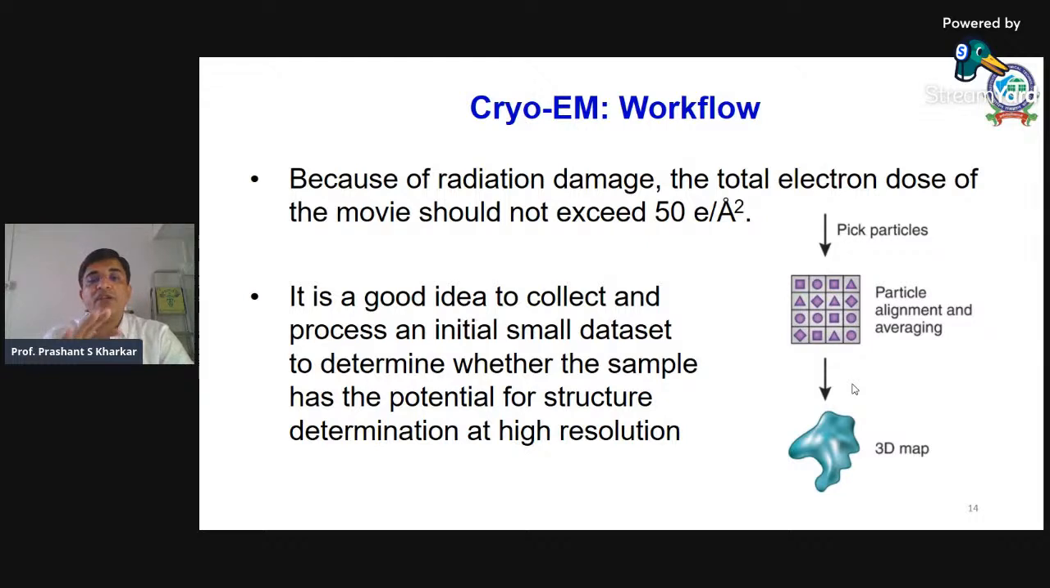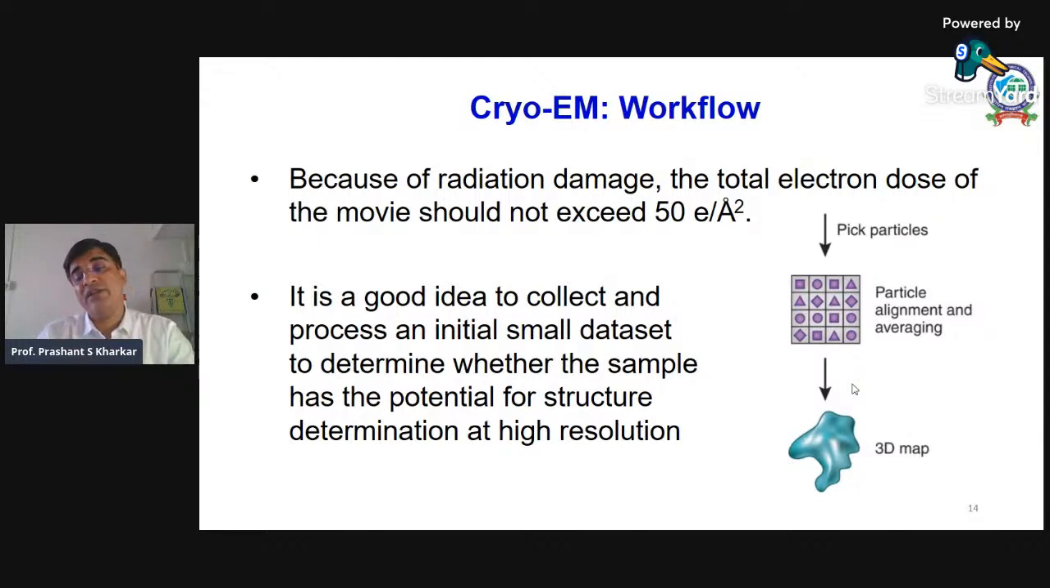And then the next part, once the data is collected, is the processing, right? Initially, just to see the feasibility, they'll work with a smaller data set to determine whether the sample has the potential for structure determination at high resolution or not. They will use techniques such as particle alignment and averaging, because the electron beam is moving on the specimen, and this beam movement will cause movement in the macromolecule structure. So to negate the effect of the electron beam movement, they'll use these techniques to refine and improve the quality of the image further.